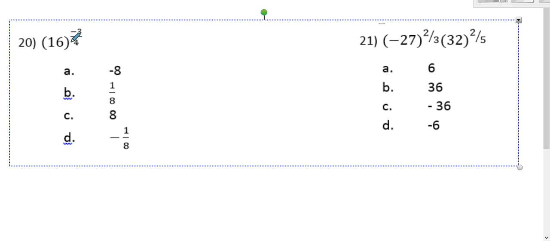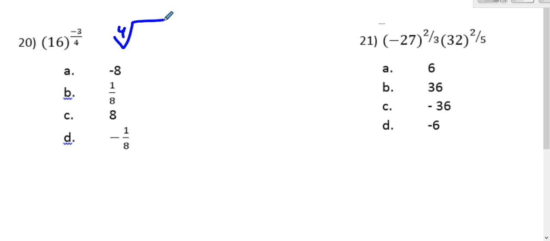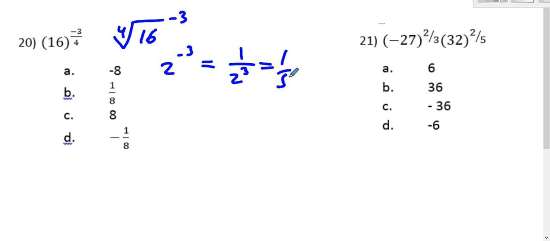So 16 to the negative 3/4, that means 4th root, 16 to the negative 3. 4th root of 16, that's 2. 2 times 2 times 2 times 2. So the negative exponent means 1 over, and then 2 to the 3rd is 8, so 1 over 8.